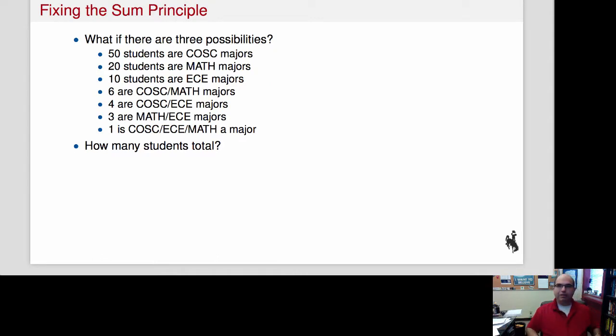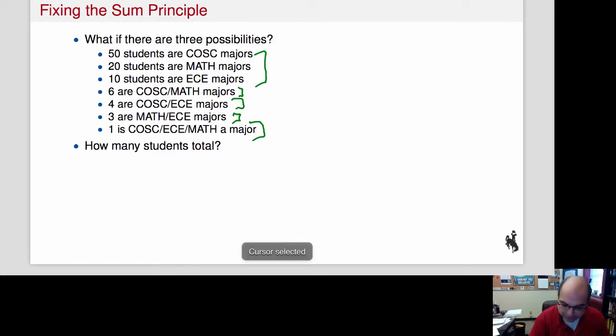Now let's see if I have 3 sets. I now have students. Some of them are CS majors, some are math majors, and some are electrical engineering. As is very common between these disciplines, because they're pretty close to each other, you're going to find some double majors. So 6 students are CS and math, 4 students are CS and electrical engineering, and 3 students are math and electrical engineering. And then we have one overachiever who is a CS, electrical engineering, and math major. Good for him or her. That's just awesome.